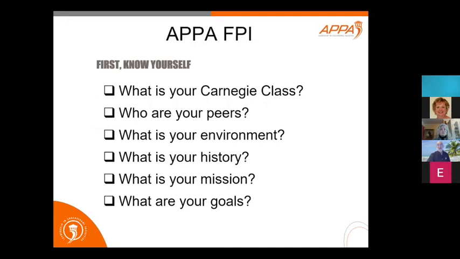But the great thing about the FPI is that it helps you know yourself. You need to know your Carnegie class. Are you an associate, baccalaureate, master's, research institution, that sort of thing? Who are your peers? You can measure your peers against folks in your area, your APPA region, by your Carnegie class, or a couple other choices. What's your overall environment? Who are you serving?